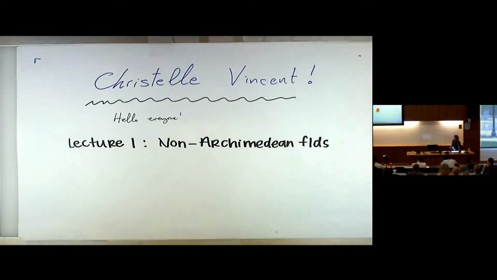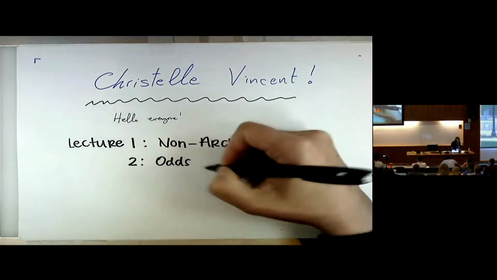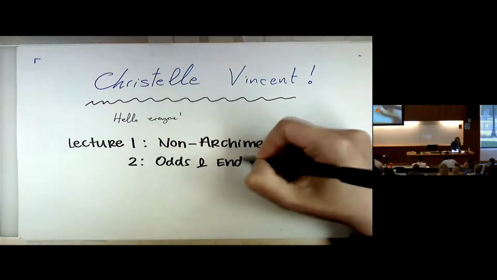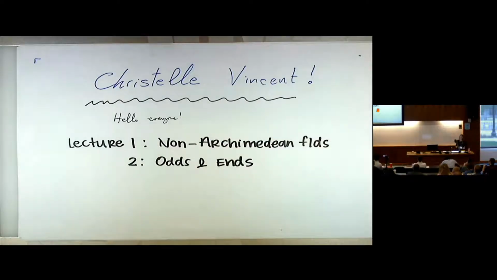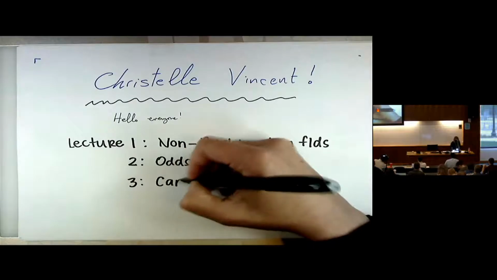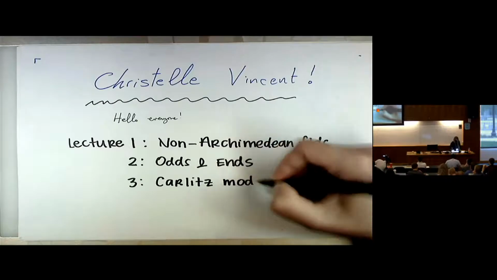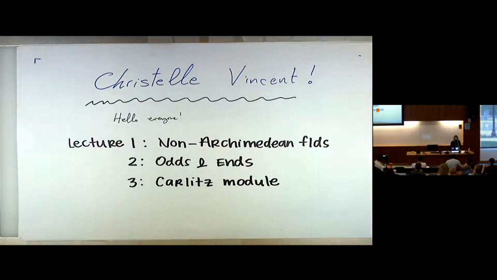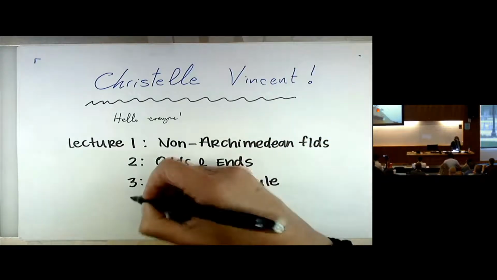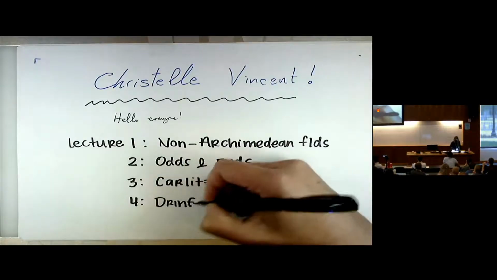FLDS is for fields because I was running out of space. And then 2 will be, I'm going to call it for now, odds and ends. Various things we need to know about function fields to continue with our lives. And then lecture 3, I will introduce the Carlitz module, which is a really good friend of mine and soon to be yours. And then finally, in lecture 4, I'll be able to talk about Drinfeld modules.